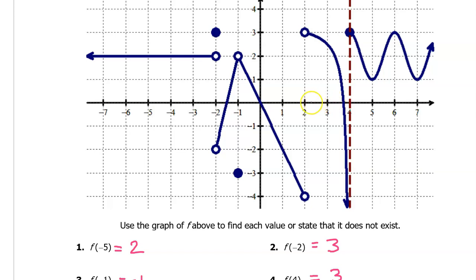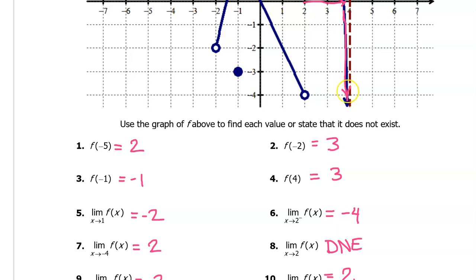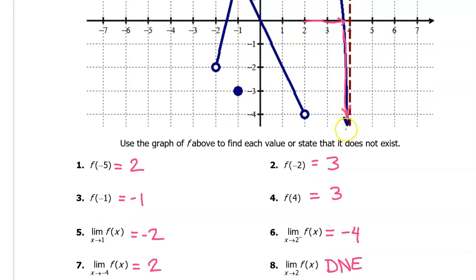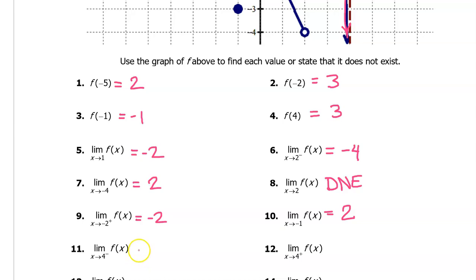Okay, so we are approaching 4 from the left. The function is going to be doing this. As you can see, as we approach 4 from the left, the actual function is falling as it approaches this asymptote. But it's going to just keep on falling forever. So because this is unlimited, it's not approaching a particular value, then the limit does not exist. So we will say DNE. This limit does not exist.